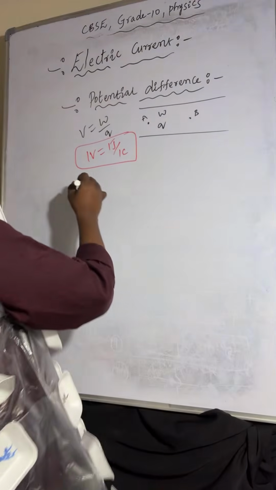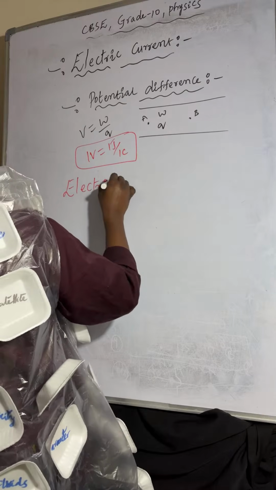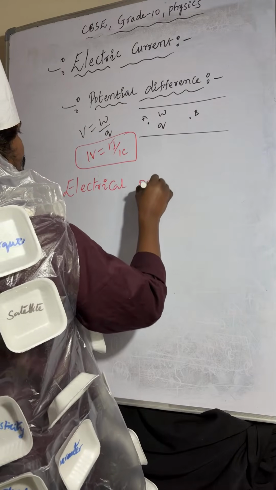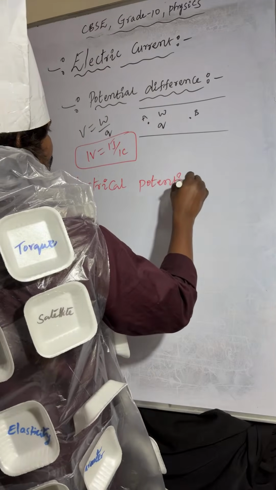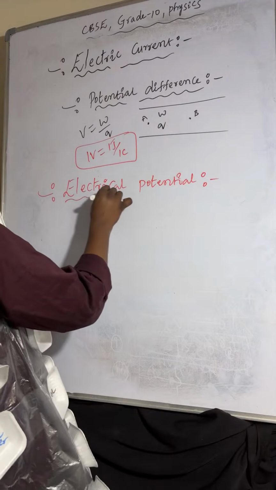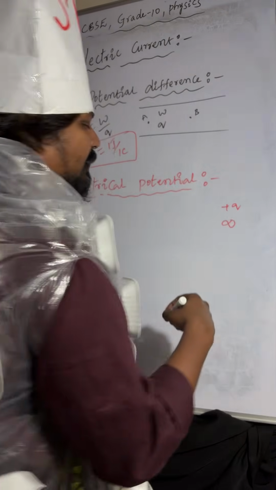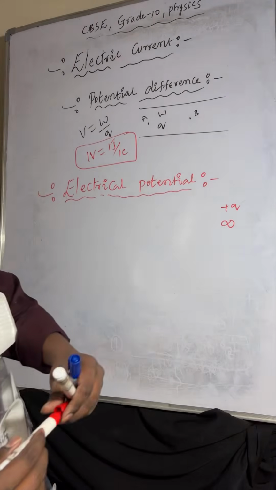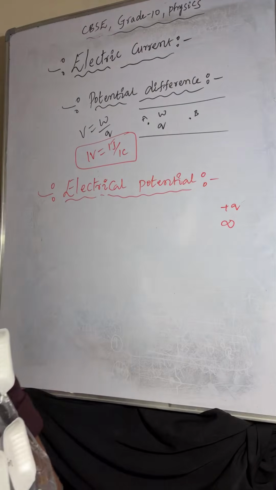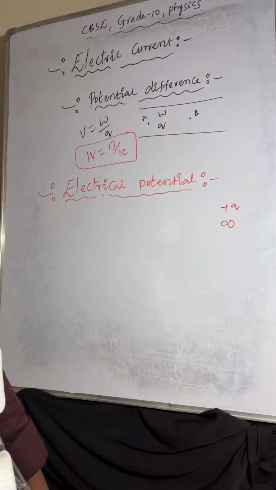Coming to the electrical potential. So electrical potential is nothing but work done to bring, so this charge, the positive charge, is at infinity. So we are doing some work to bring unit positive charge from infinity to the required field.